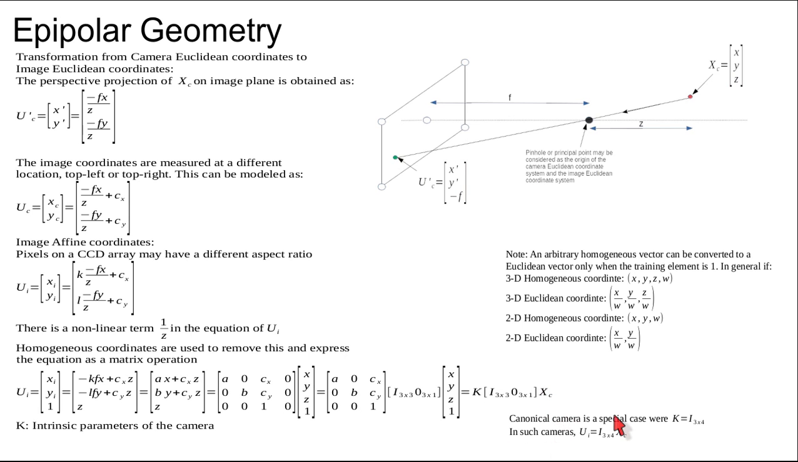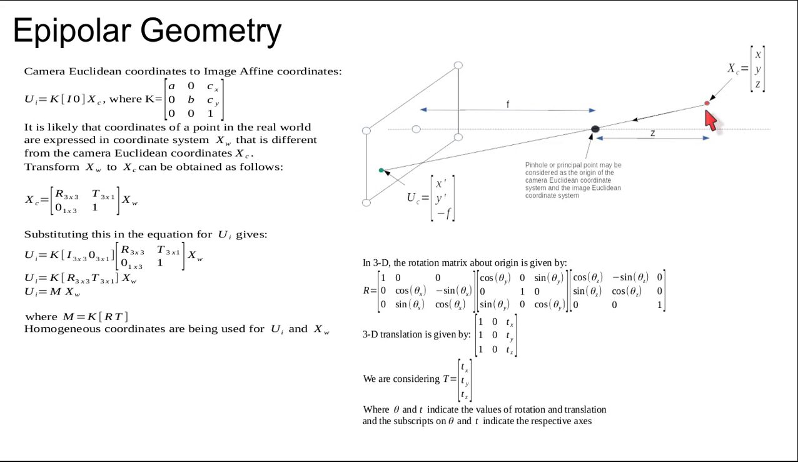Note that there is a special case of a camera called a canonical camera where K is an identity matrix. In such cases, the row and the column of the camera would be obtained as an identity matrix, which is a 3x4 matrix, multiplied by the camera Euclidean coordinates.